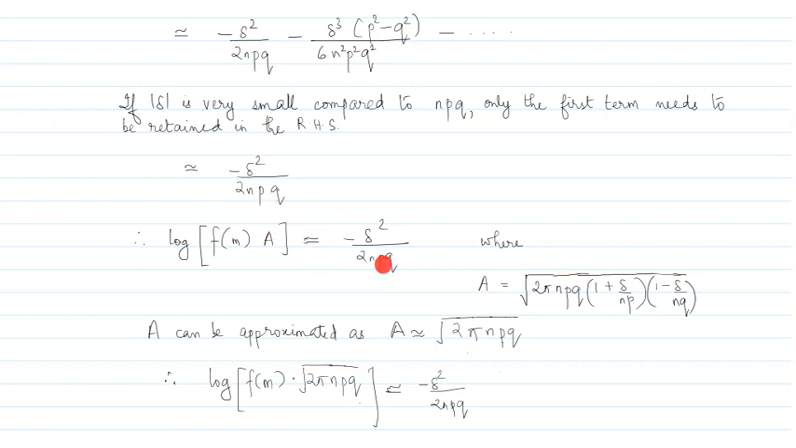Okay. Now, what was my A? My A was root 2 pi npq times 1 plus delta by np times 1 minus delta by nq. But my delta by np is very small, it's much less than 1. Delta by nq is also much less than 1. So I can just approximate this term to be 1 and this term also to be 1. So A can be approximated as root of 2 pi npq. So on my LHS, I have log of fm times root 2 pi npq, which is approximately minus delta square by 2 npq.